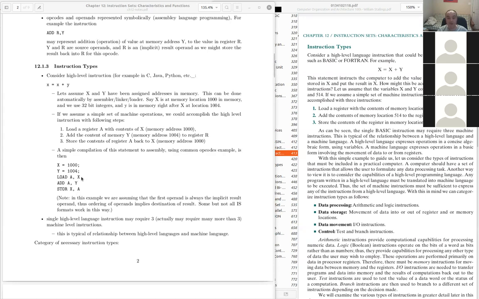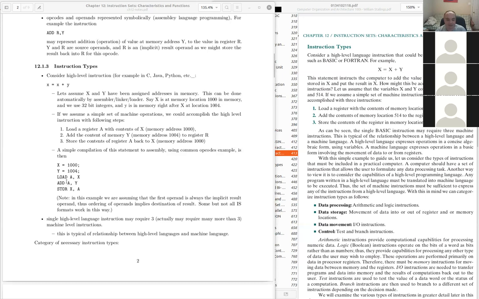So for the load instruction, there are two operands here for the load operator. The first one ends up being where you want it to go, and the second one ends up being the source. In this case, we have to do a memory read, assuming this is a main memory address 1000. So a transfer has to occur to get whatever the bits are at memory address 1000 into the accumulator A. That's what happens by executing this first instruction.